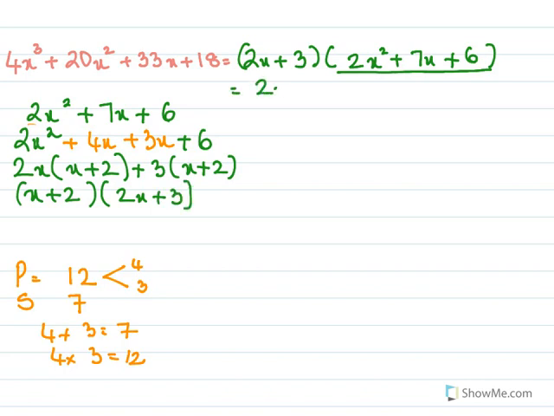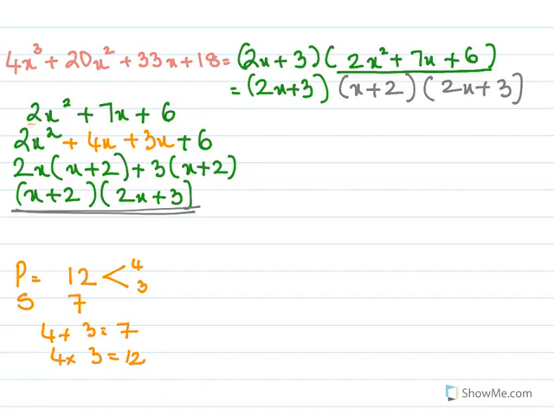So we go back here, so this is 2x plus 3. We have already prime factorized the second factor and we got it as x plus 2 into 2x plus 3. So these are the three factors of the polynomial.